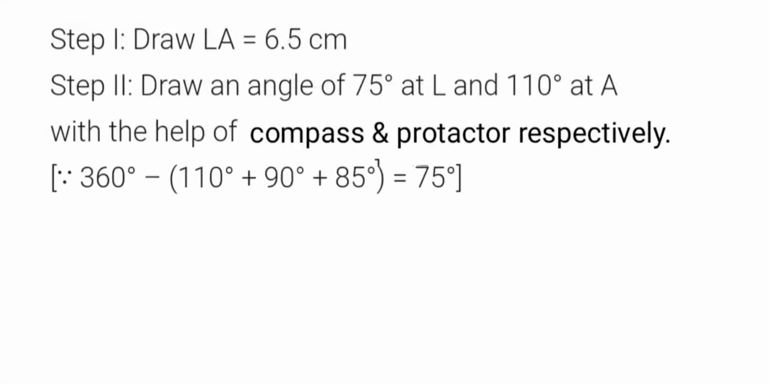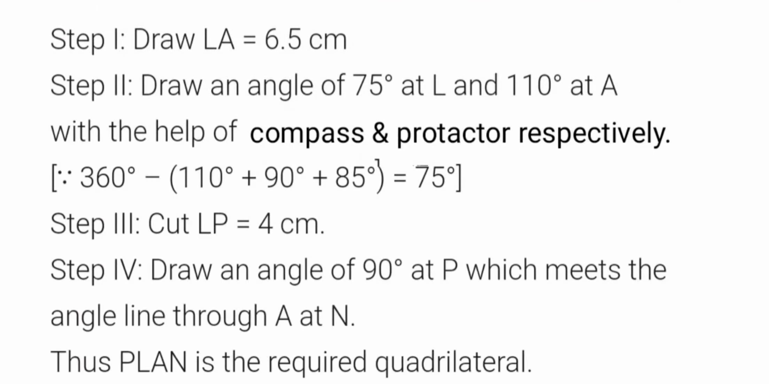Here are the steps. Step 1: Draw LA of 6.5. Step 2: Draw an angle of 75 at L and 110 at A with the help of compass and protractor. One thing to keep in your mind: 75 degrees, 60, 30, 120, 90, 105, when you draw these angles, use a compass. And 110, 85, when you construct these two angles, use a protractor.